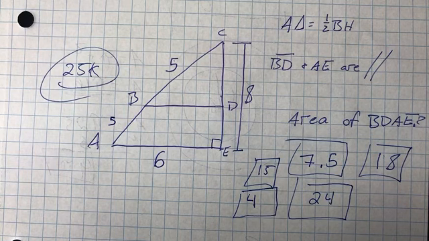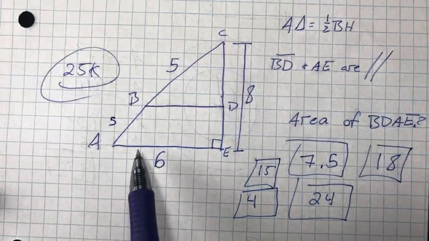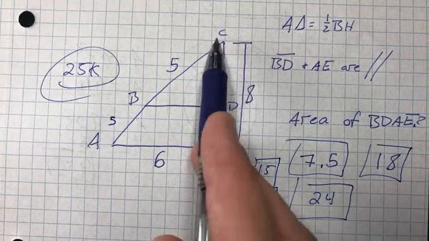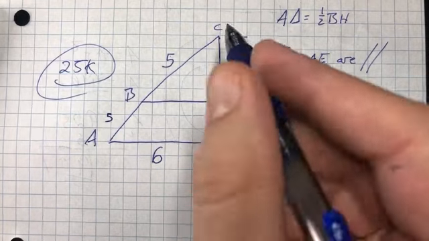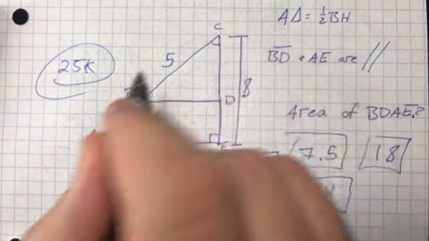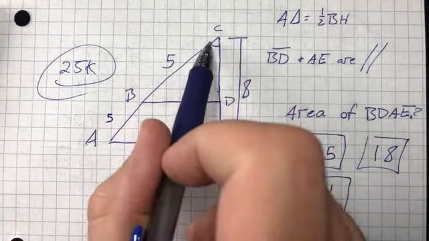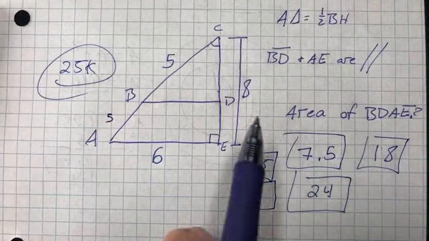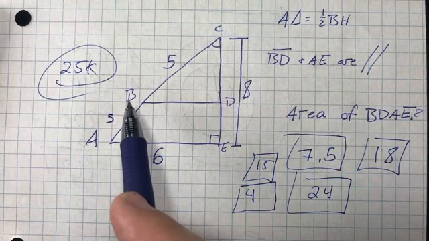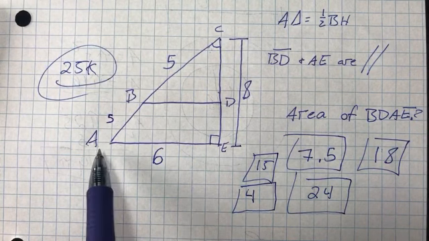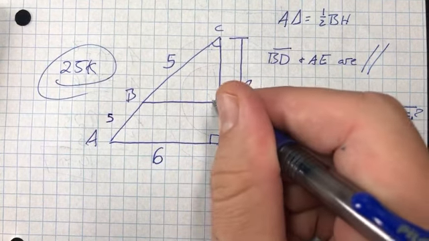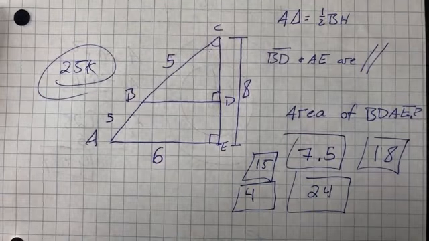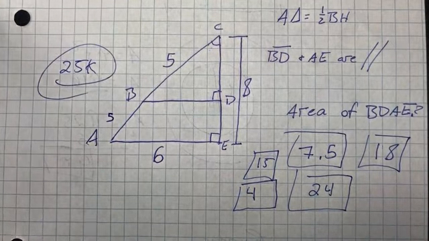The first thing you have to recognize is that there is a big triangle and a smaller triangle. And both of these triangles share this angle right here, so they at least have one angle in common. We know that BD and AE are parallel, and if AE forms a 90-degree angle with this, that means that this guy also forms a 90-degree angle.